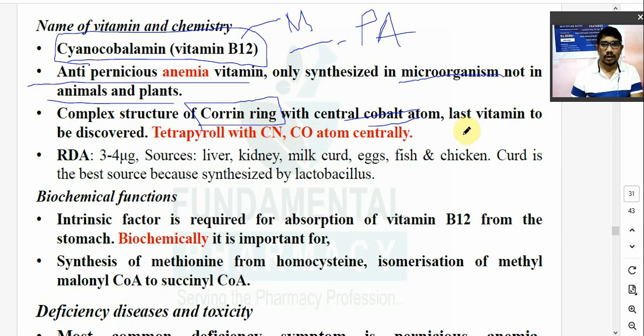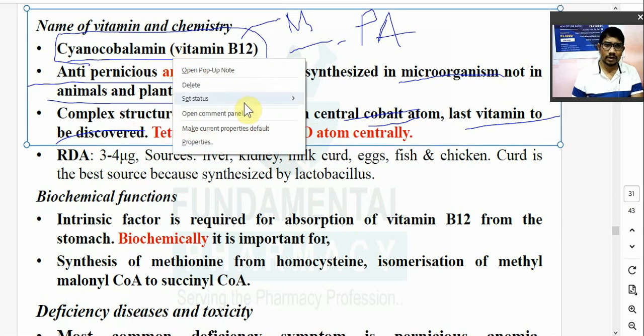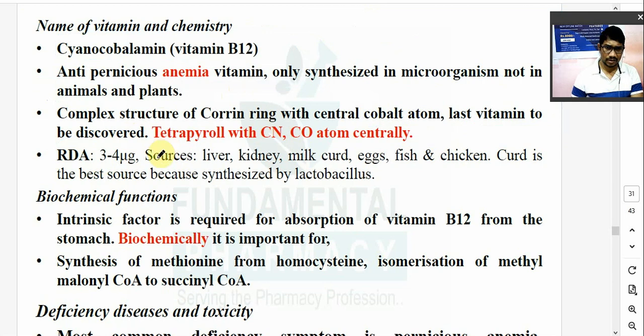Okay. Last vitamin to be discovered. It is the last vitamin which was discovered. No vitamin was discovered after this. A question has already come on this. Structurally vitamin B12 is a tetrapyrrole with the cyanide and cobalt atom placed centrally. It is a tetrapyrrole. Tetra means 4, pyrrole means pyrrole. What is the recommended daily allowance? 3 to 4 micrograms.